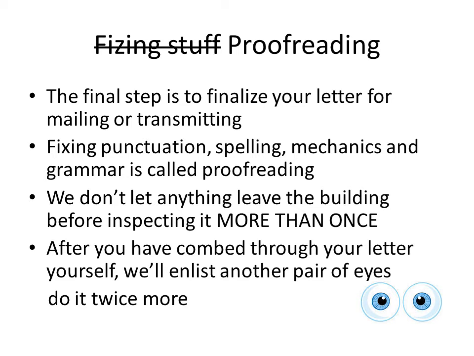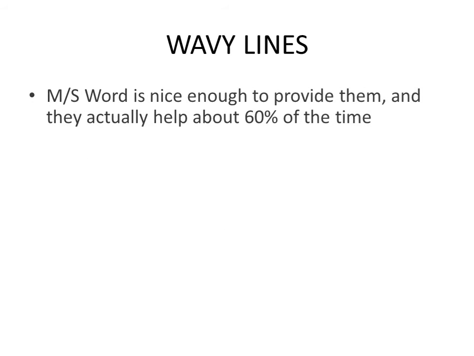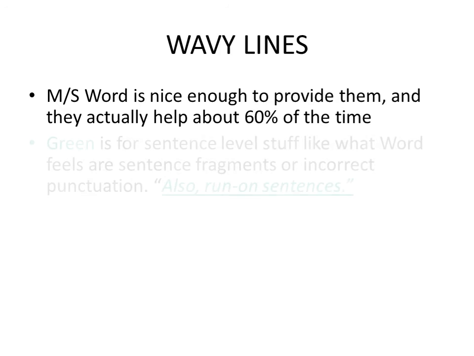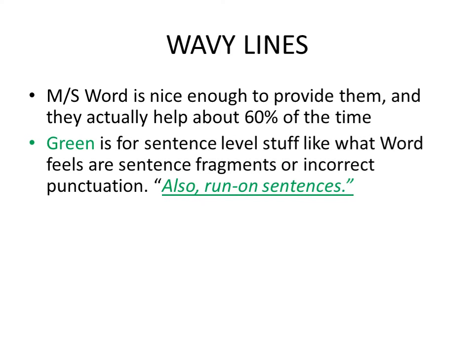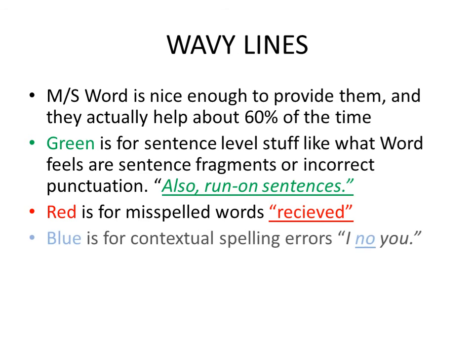So after you've done your own proofreading, we're going to get a couple of people to help you proofread your letters as well. Having another pair of eyes is really helpful. You've already had some help with proofreading up to this point, and that came courtesy of Microsoft Word. It puts wavy lines under things. Green is for something that doesn't look like a sentence to the Word program. Red is for misspelled words.